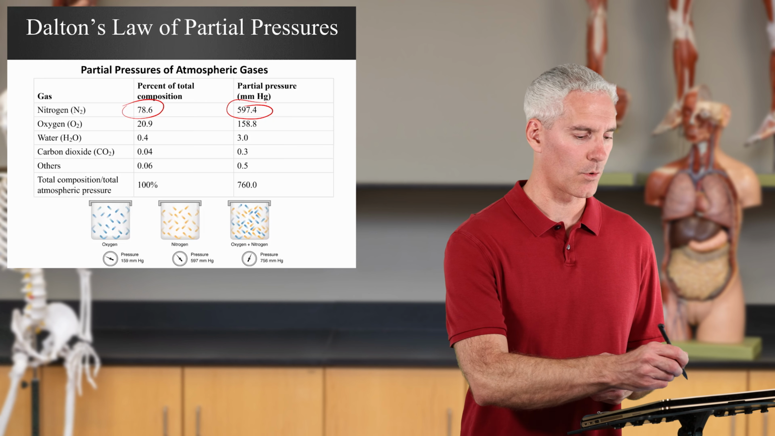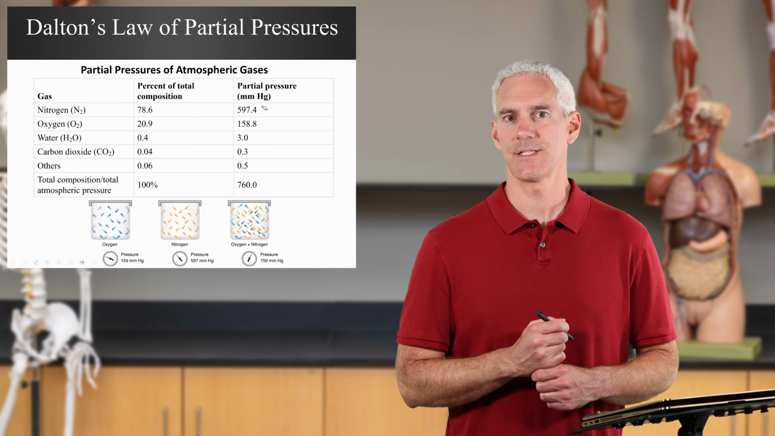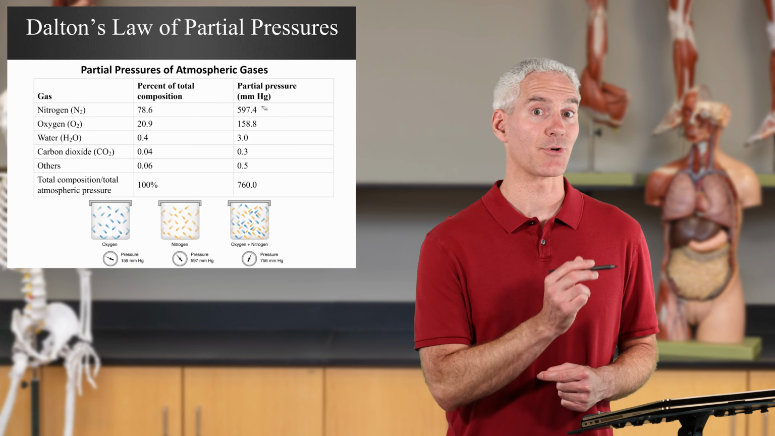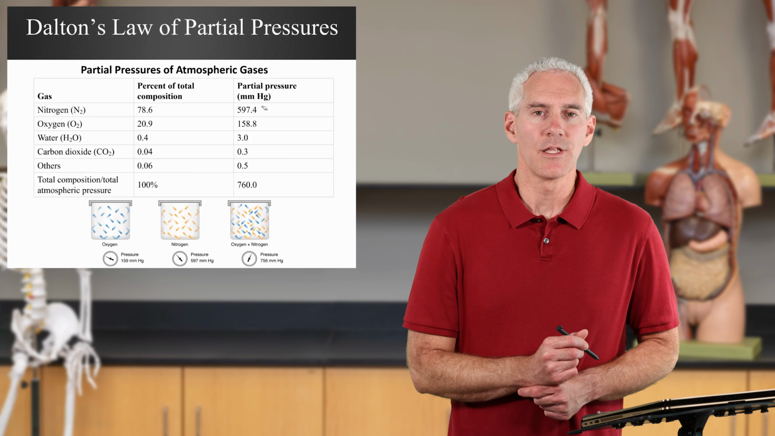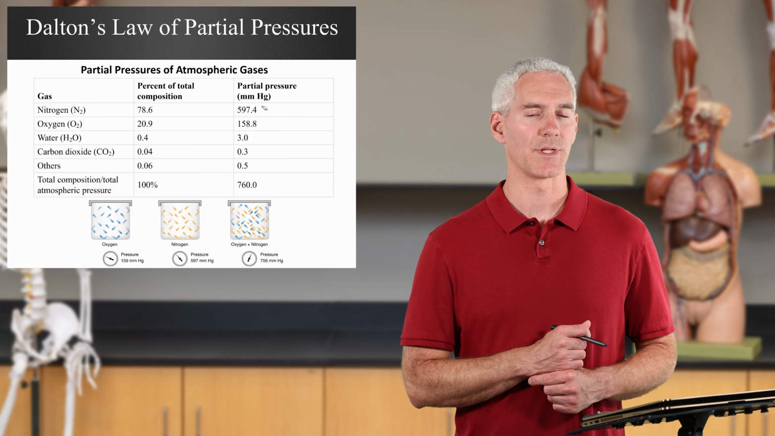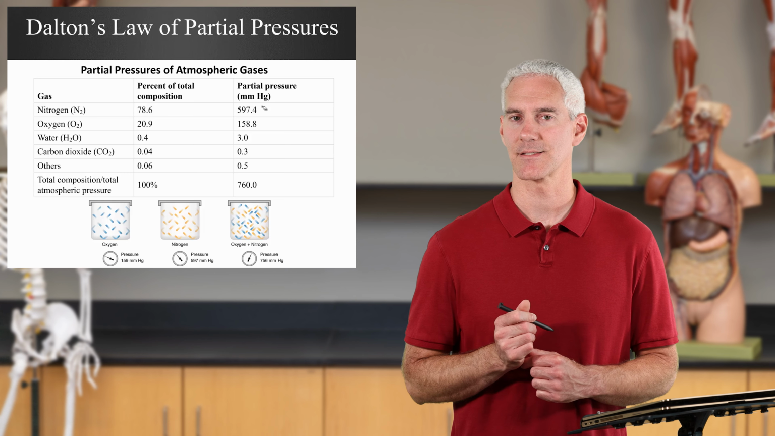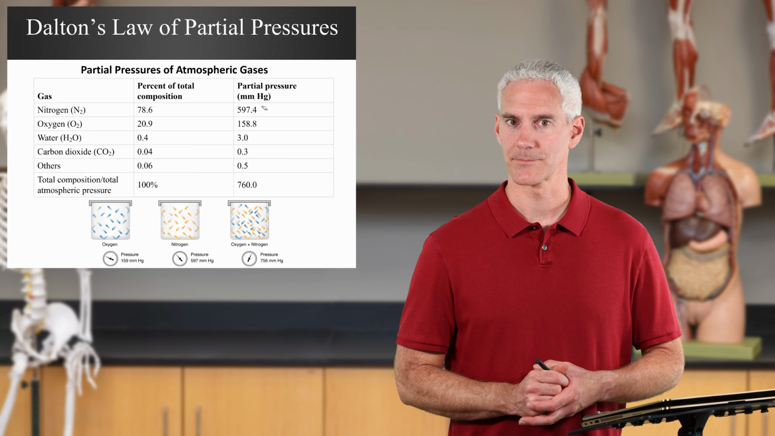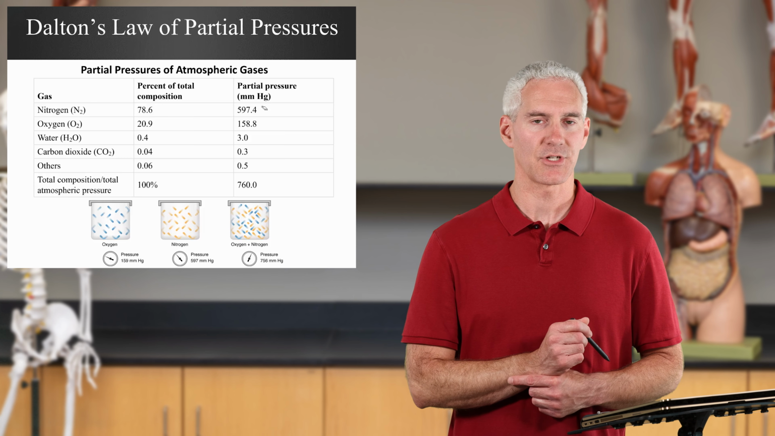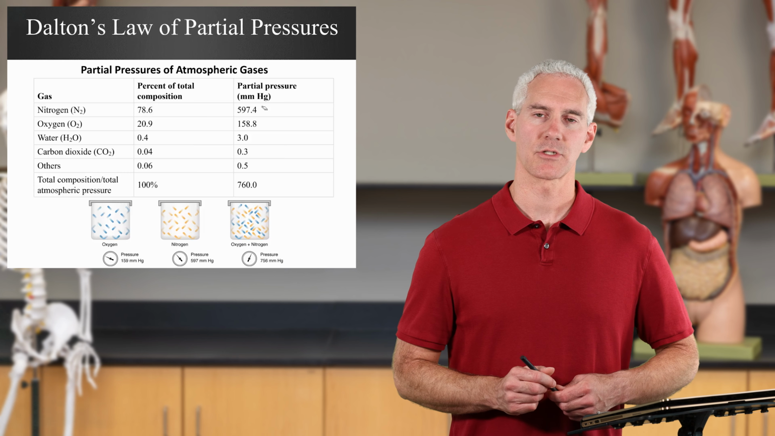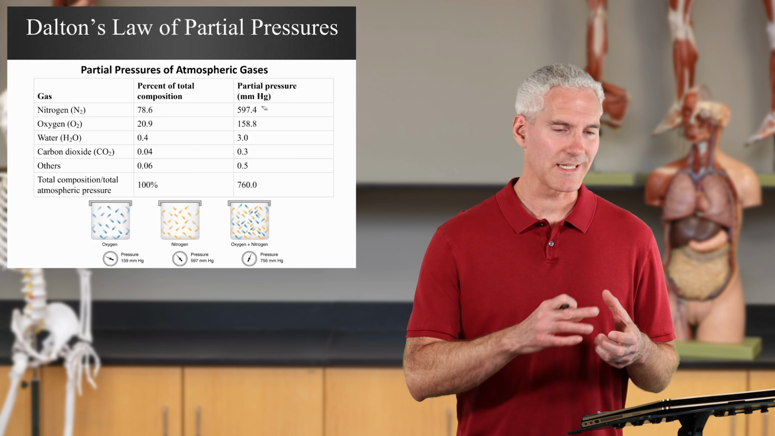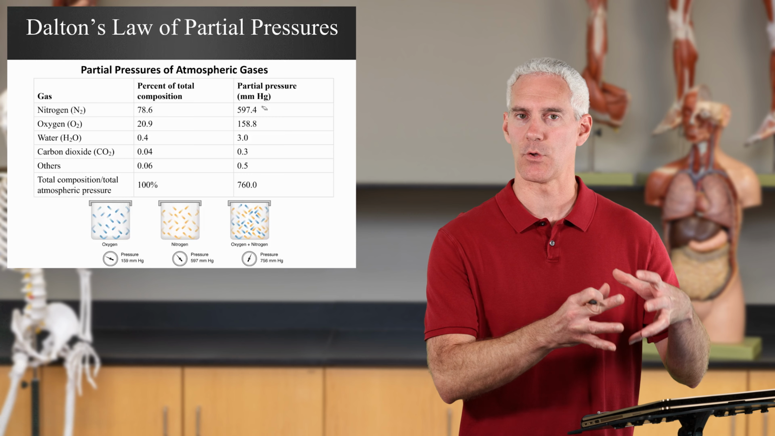Basically, if you're trying to figure out how that works, 760 millimeters of mercury is the overall pressure at sea level. We know 78.6% of that is nitrogen. So if you take 760, multiply it by the percentage, 78.6% or 0.786, that gives you 597.4. So each one of the partial pressures is going to be its percentage composition times the actual pressure overall. At sea level, 760 millimeters of mercury. So look at how everything's mixing together to make that full composition.